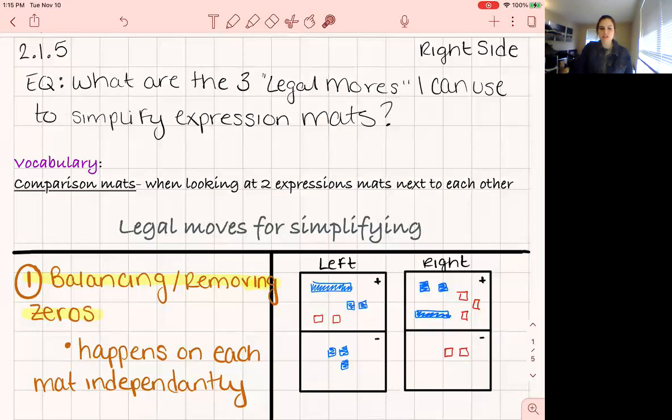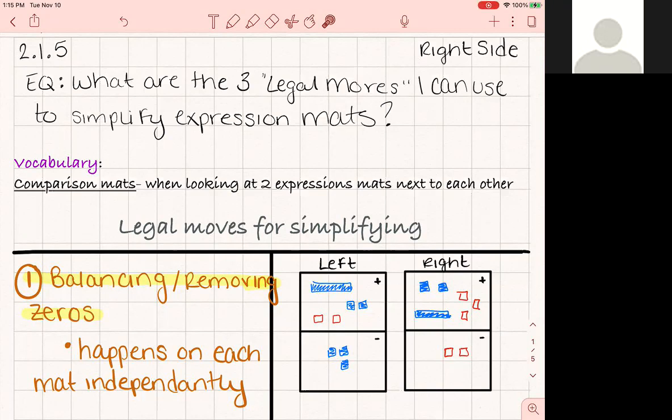So comparison mats are no different than our expression mat we've been using. I'm not done yet. That's okay. Just listen as you keep going. I'm not going to move on. Comparison mats are no different than what we've been using. Now we're just going to be using 2 of them. That's really the only difference.